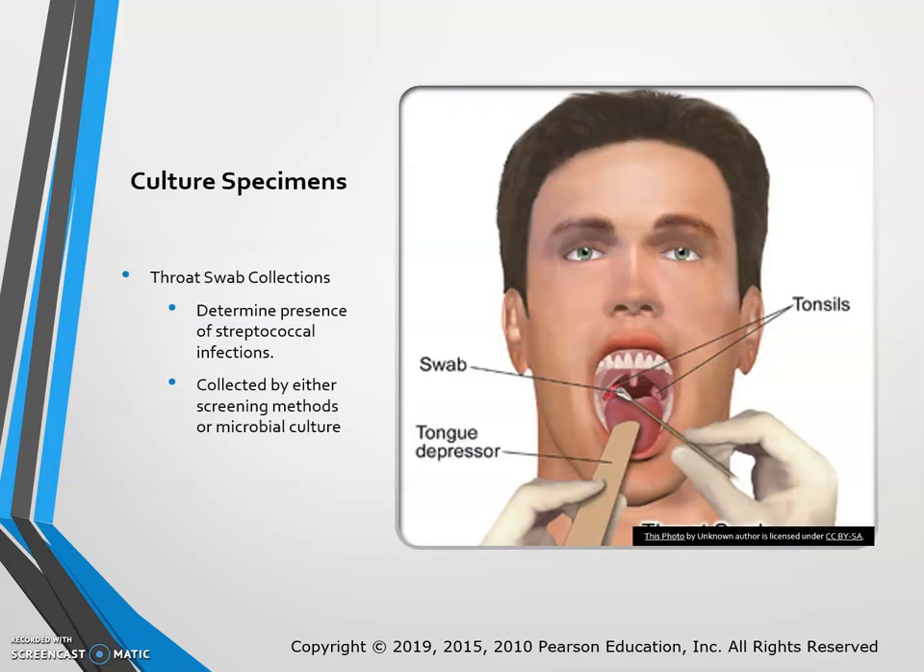The throat swab collection to determine presence of streptococcal infection, also referred to as strep throat, is collected by either screening method or microbiology culture. The technician will use a tongue depressor, ask the patient to tilt their head back, and swab areas that look pus-like, red, or white, in a figure 8 pattern in the mouth. We want to avoid collecting the swab from the cheek or the tongue.